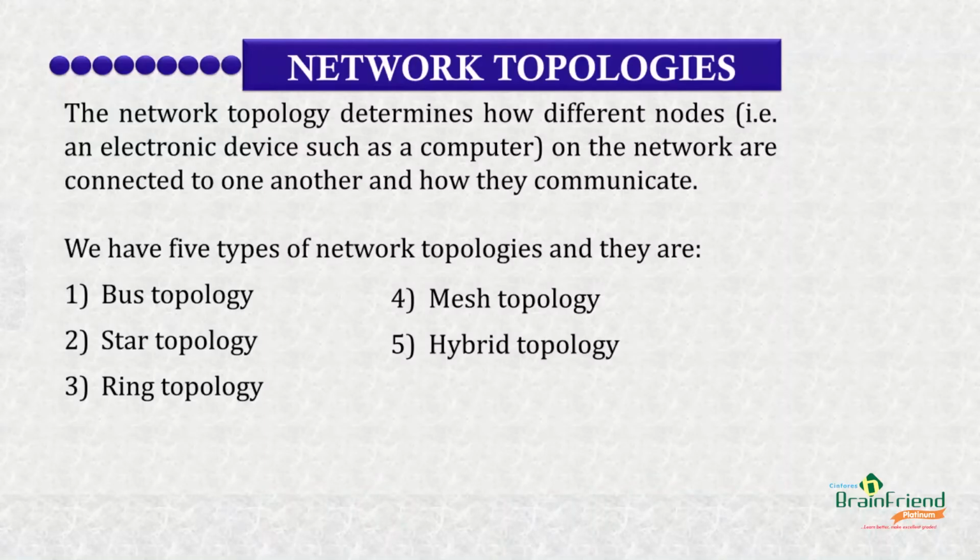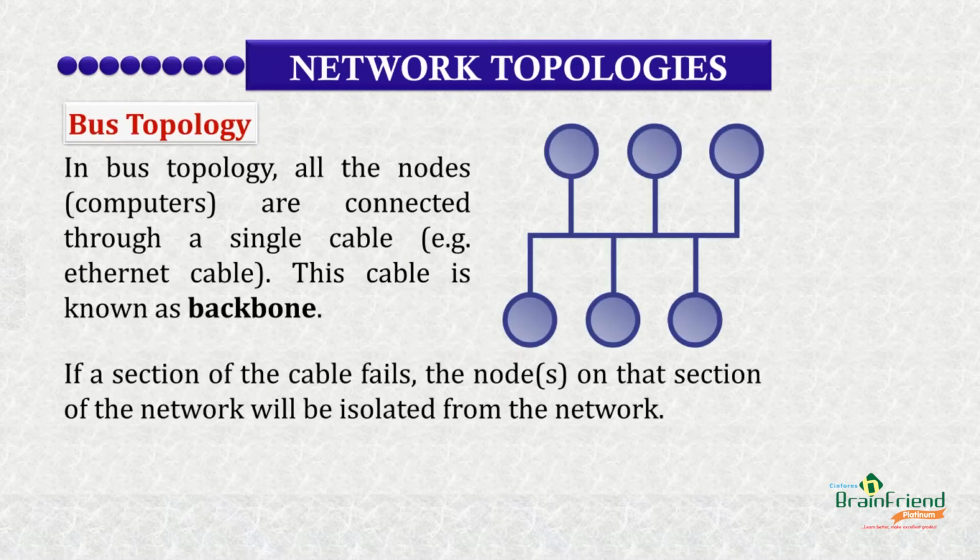So going on, in this lesson, we will look at 5 different types of network topologies. And these 5 are the bus topology, the star topology, the mesh topology, the ring topology, and the hybrid topology. Now let's proceed with this lesson by looking at each network topology and their diagrams.